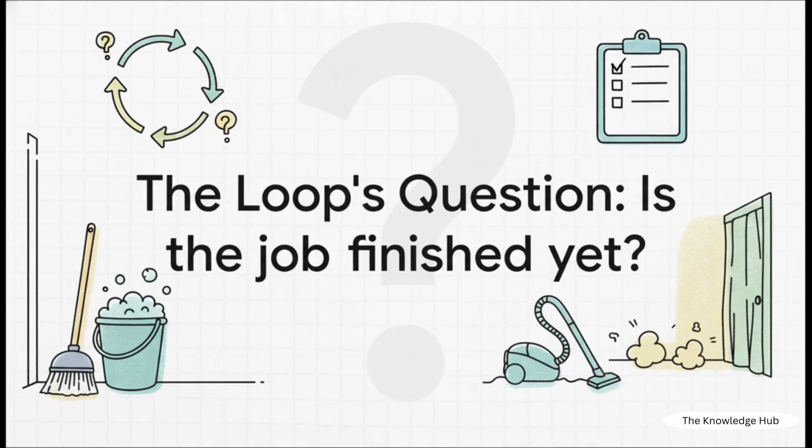But how does a loop know when to stop? It's all about the condition. Just like you check to see if the room is actually clean, the loop is constantly asking a question. Something like, hey, are there still items left in this list? And as long as the answer is yes, it just keeps on chugging.